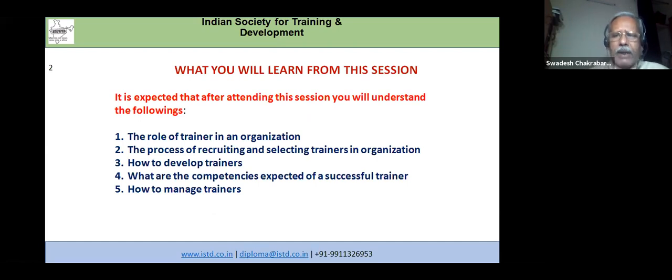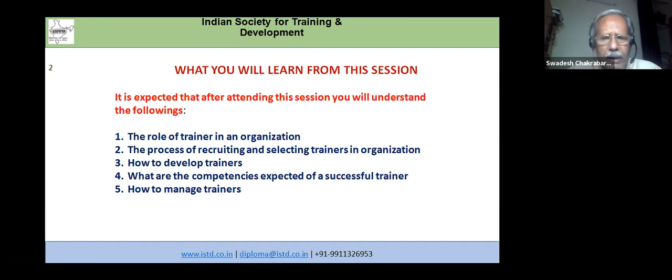From this particular session, let me give you a glimpse of what you're going to learn. It is expected that after attending this session, you will understand the role of trainer in an organization. I've already told you that trainers are the change agents. They are the people who bring change in the organization, change in the minds of the people, change in the knowledge, skill, and attitude level of the employees of the organization. So, from this session, you will understand what the roles of a trainer in an organization are.